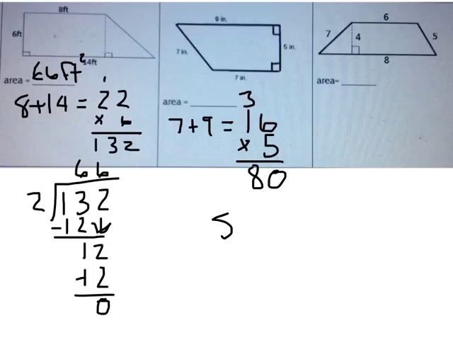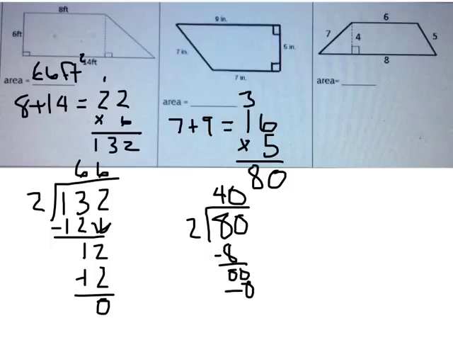Now I need to divide by 2 to find the area. What's 80 divided by 2? Well, 2 goes into 8 4 times. That's 8, so there's nothing left over. 2 goes into 0 0 times, so the answer is 40. The area is 40 square inches.